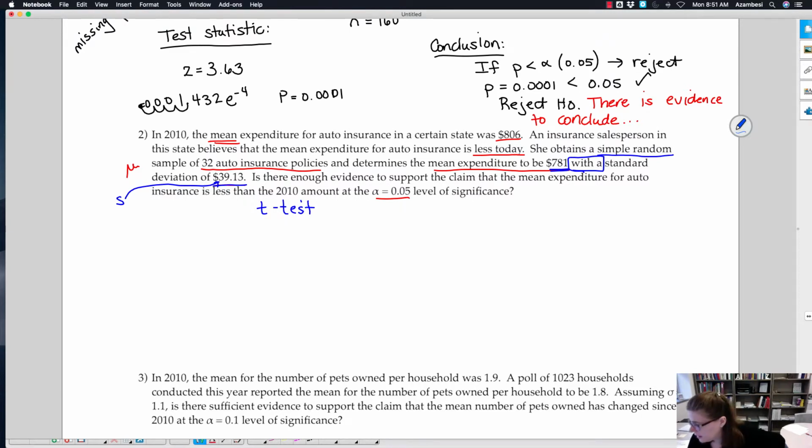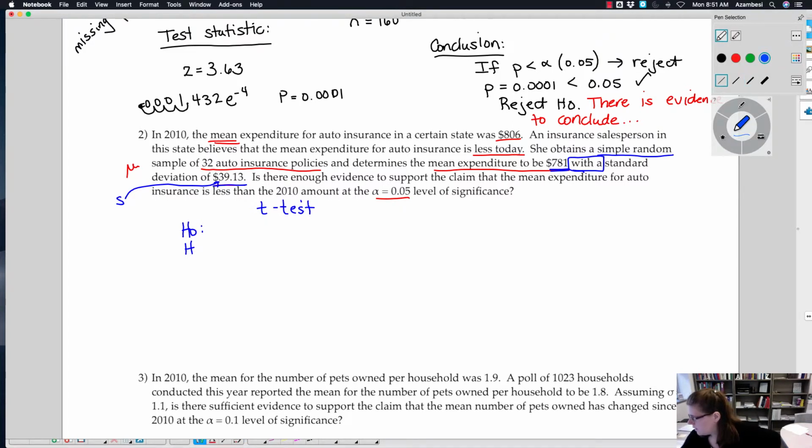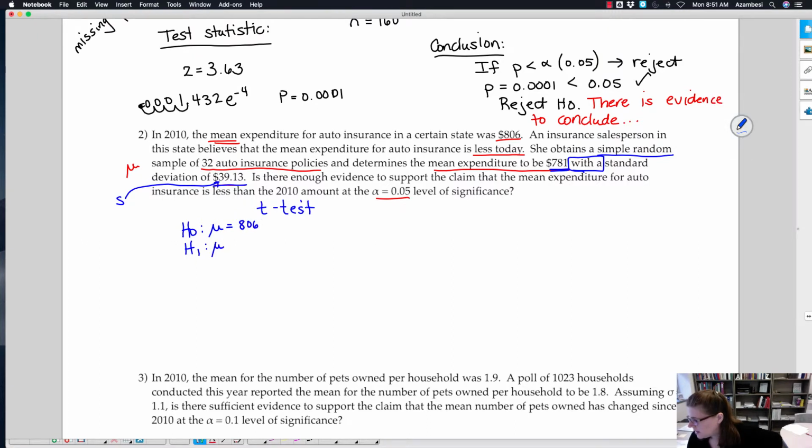Now, creating our hypotheses, our null and our alternate hypotheses. Here, mu is equal to 806, and the claim is that it's now less than that. So we have a left-tailed test. The information that we need to put in our calculator.